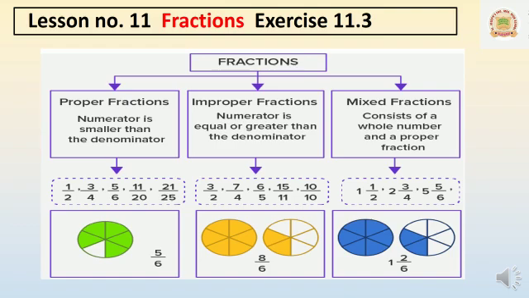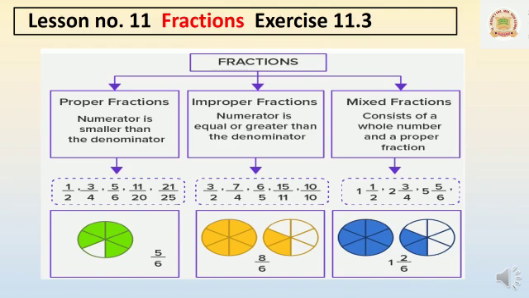Now what is an improper fraction? The second one: the numerator is equal to or greater than the denominator. Children, listen here. The numerator will always be equal to or more than the denominator. See here, examples: 3 by 2, 7 by 4. So the numerators are all bigger here. 6 by 5, 15 by 11, 10 by 10. Those kinds of fractions we call improper fractions.